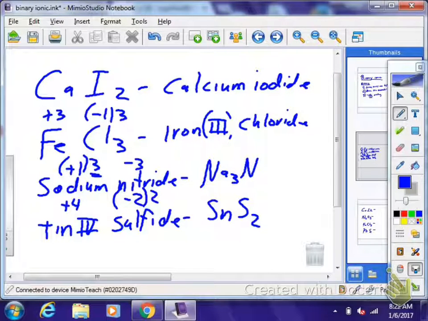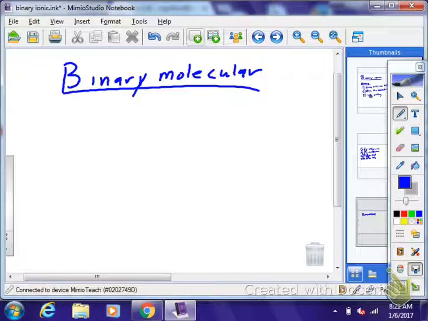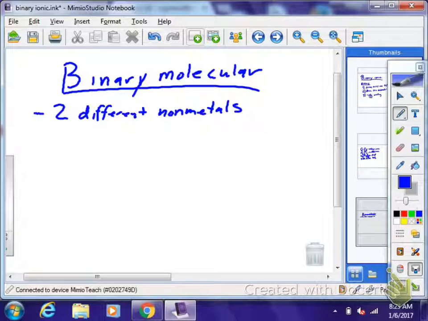Okay, so binary molecular is the next one we're going to look at. In your notes you can put binary molecular. So they're just two elements as well. What do you look for? It's two nonmetals hooked together. So you look for two different nonmetals. There won't be a metal in them. So then how do you name these?